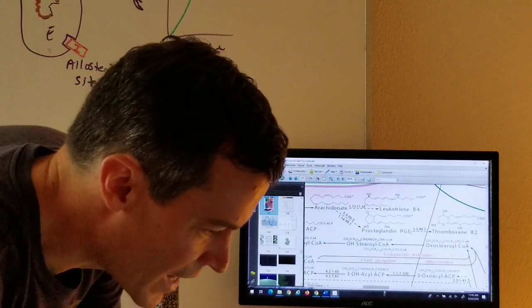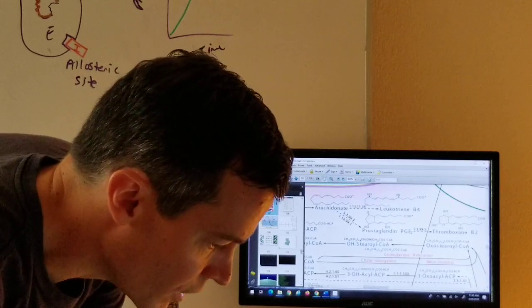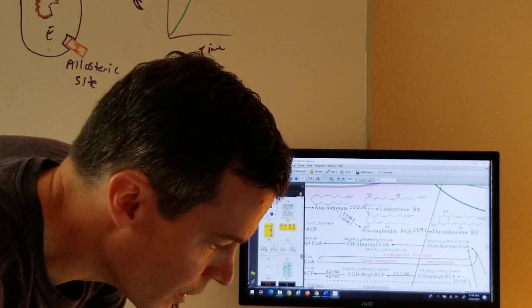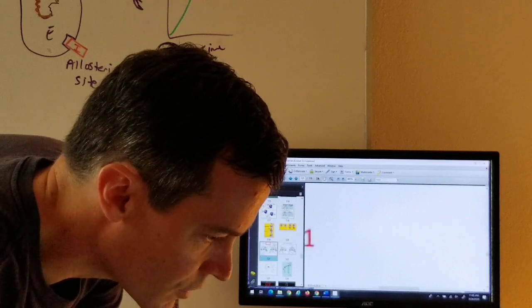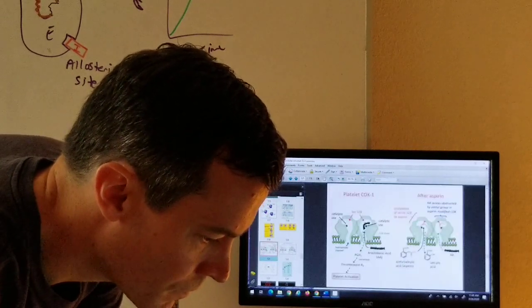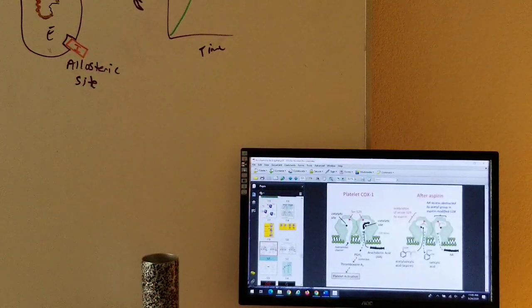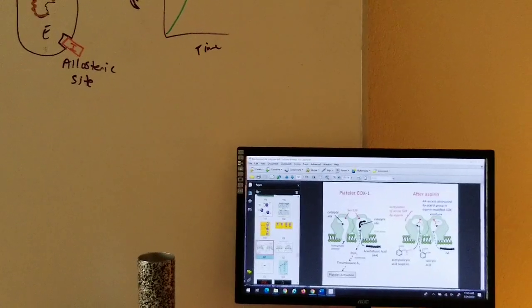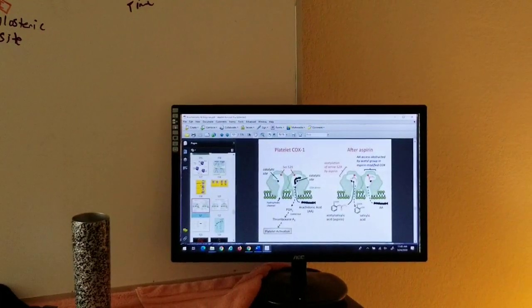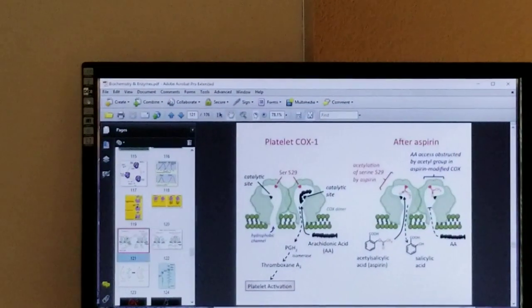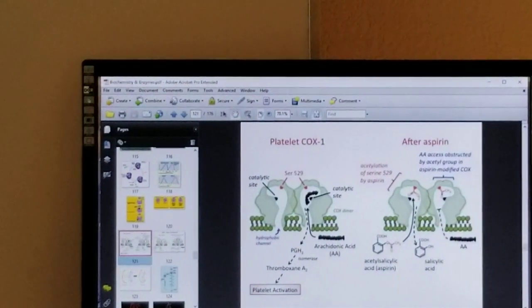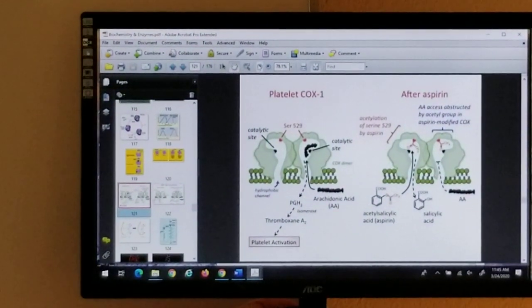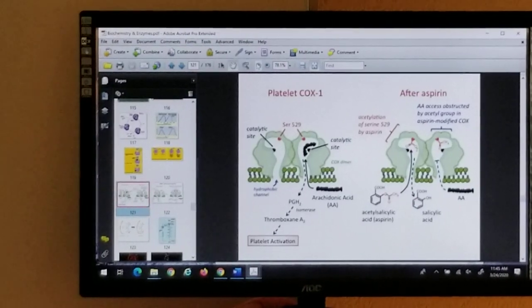So how is it that we actually inhibit this with aspirin? The model that we have looks like this. And again, I want to double check to make sure you can see that okay. Go a little bit closer. I apologize for the lack of professionalism in my videos.